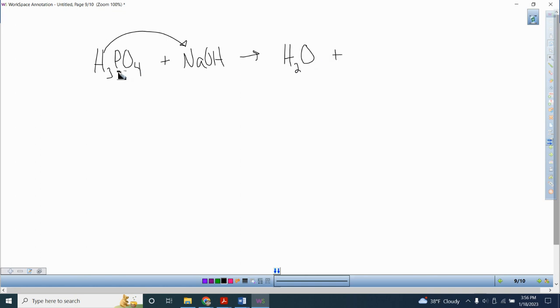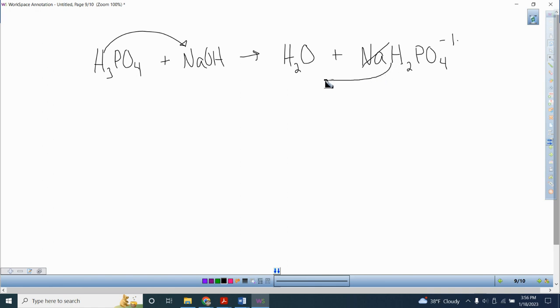And then it's also going to donate one of these hydrogens. So then you're going to get NaH2PO4. This is a spectator ion here, the Na. So you can just write it as H2PO4 minus 1. Okay, so that would be the first titration.